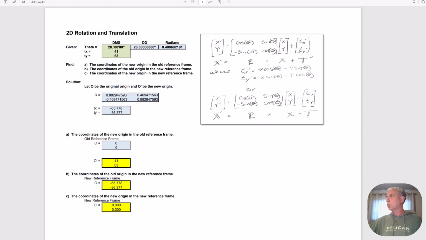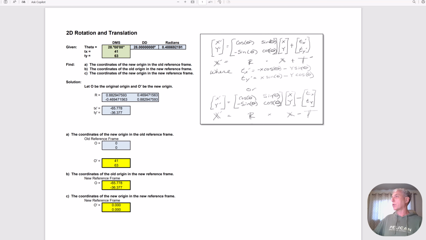So this is what's posted on Canvas. And this is the example I just did, but I found the coordinates of a few other points. So I wanted to know the coordinates of the new origin in the old reference frame, the coordinates of the old origin in the new reference frame, and the coordinates of the new origin in the new reference frame.